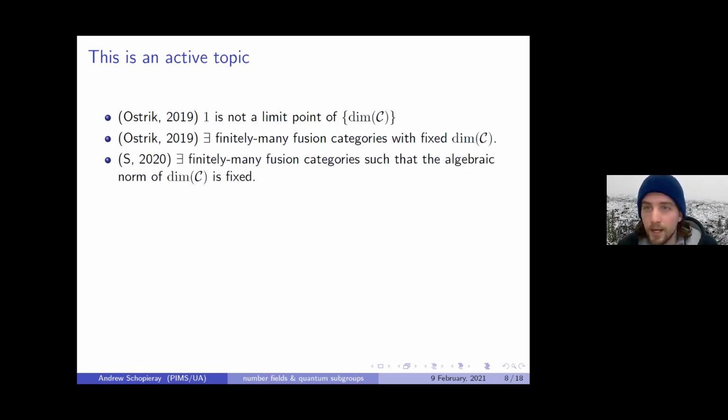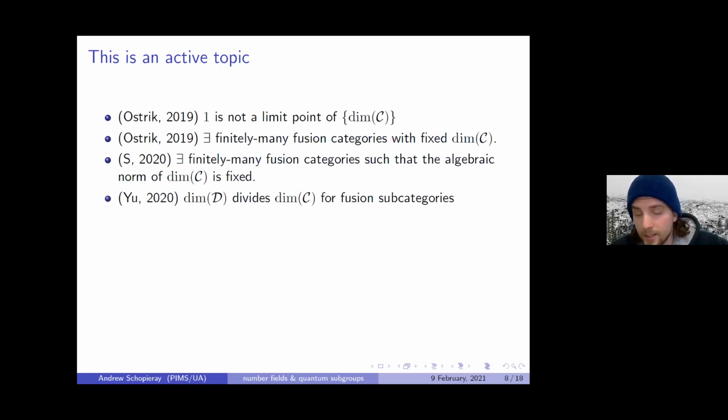And I sort of took that a little bit further and proved that even if you fix an algebraic norm, so you take all the Galois conjugates of these cyclotomic numbers which represent categorical dimension, multiply all of them together, and you get a positive integer. Even if you just fix that integer, there's only finitely many modular tensor categories with that algebraic norm of the global dimension up to equivalence. So that's a very strong restriction.